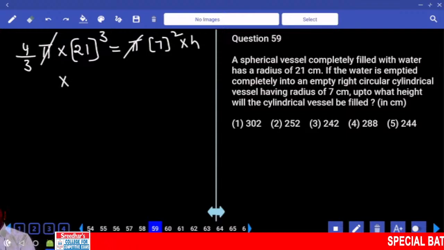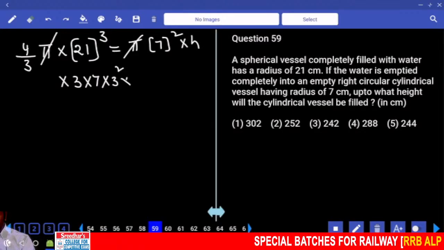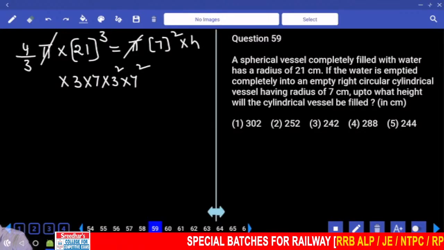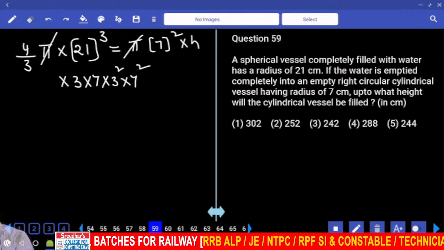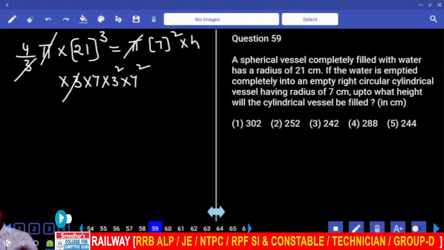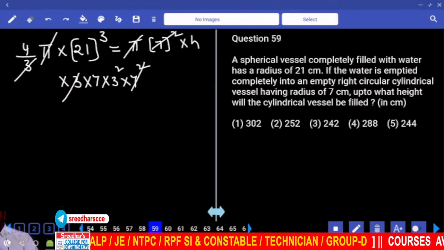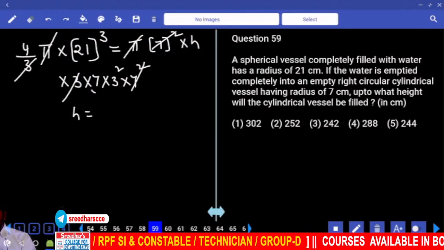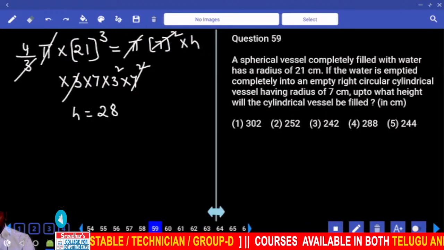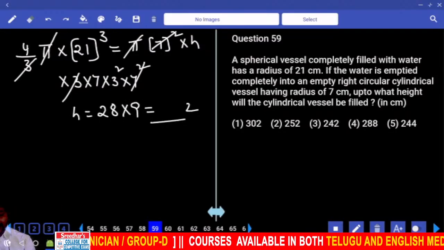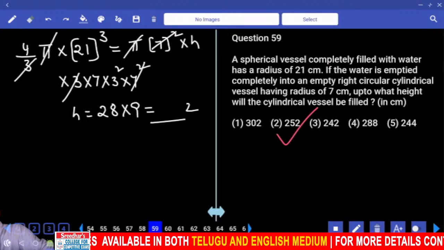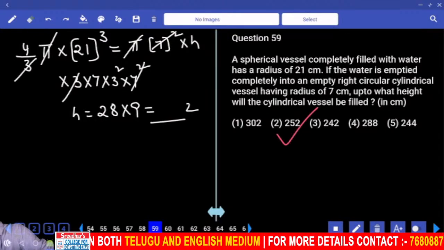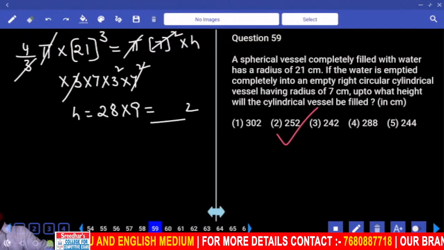21 cube, I'll write it as 3 into 7 into 3 square into 7 square. Is that okay? 3 cube into 7 cube. 3 cancel. 7 square cancel. Are you okay? Then height is equal to 4 into 7 into 3 square. Ends with second option. We already eliminated first option, third option, fifth option based on the 9 multiplication rule.